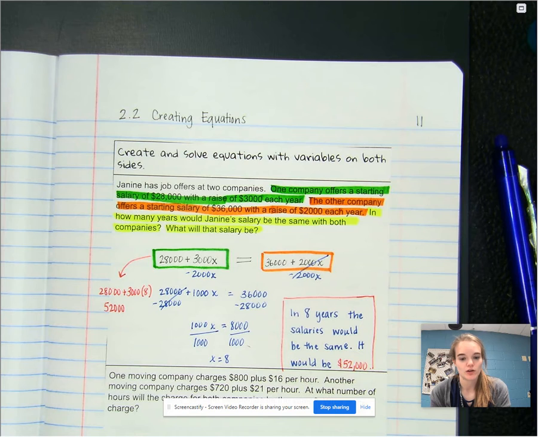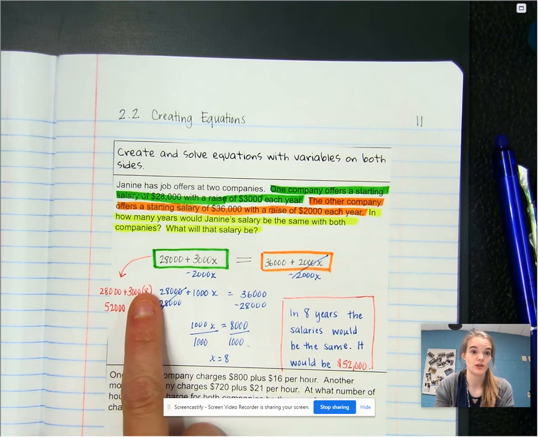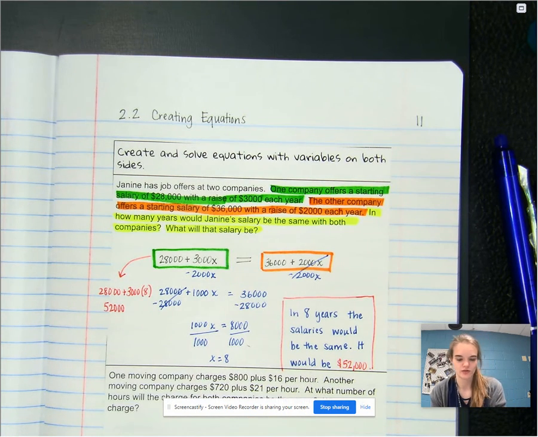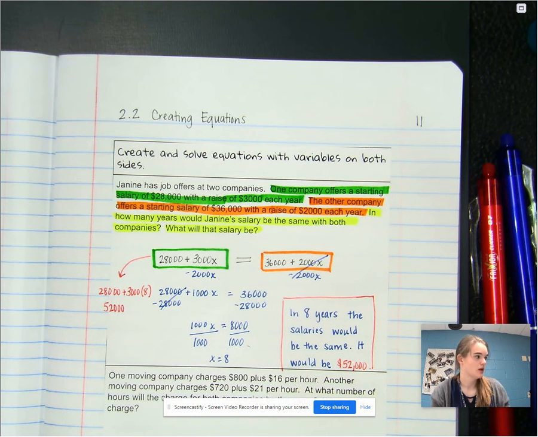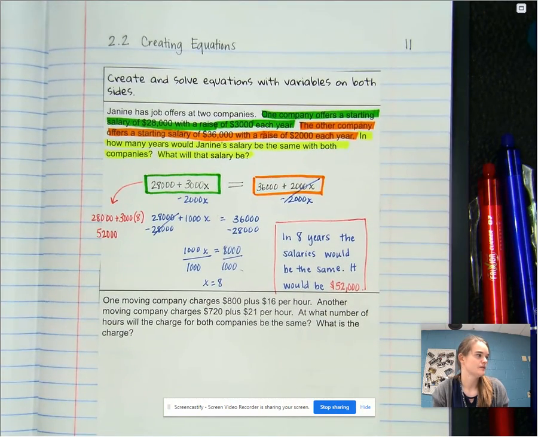This is why it's a good idea to learn some of this, though, because if you were Janine and you were only going to stay somewhere for 2 years, you would want to pick the one with the higher salary first. But if you were going to stay somewhere 10 years or more, you would want to start out with the lower one because you would make more in the end. So there's good things to think about before you take a job. Think those through. All right, I want you to pause the video and try the second one here.